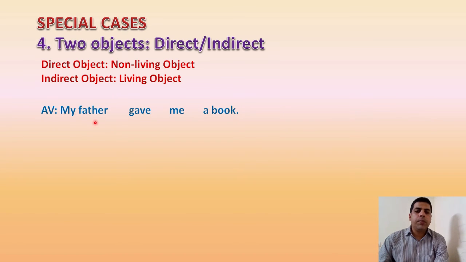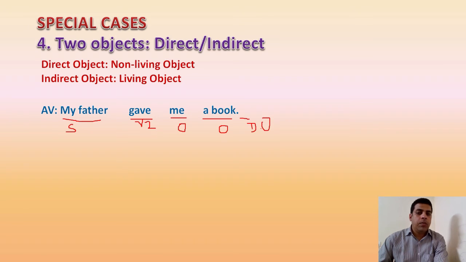Let us now look at one example. My father gave me a pen. Now if you look at this sentence, my father is the subject, gave is the verb in V2 form, me is one object. Now a pen is also an object. Now if we look at which one is the non-living object, a pen, that is called the direct object.